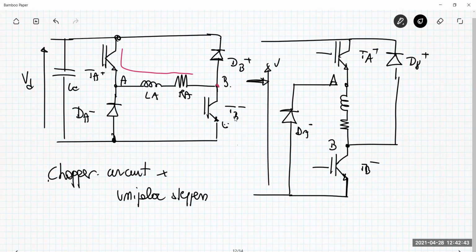Now, the circuit which is redrawn in this way maybe sounds more familiar to you, because this is exactly the chopper circuit that I previously discussed for, say, stepper motor. A unipolar stepper motor only requires a current flowing in this direction.